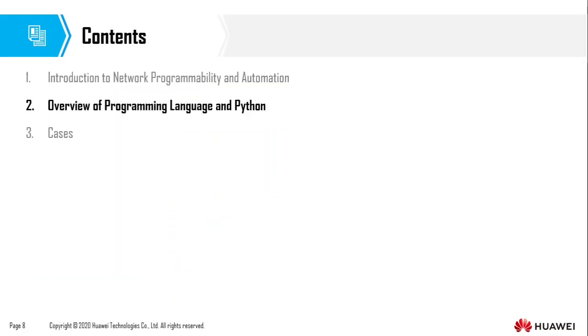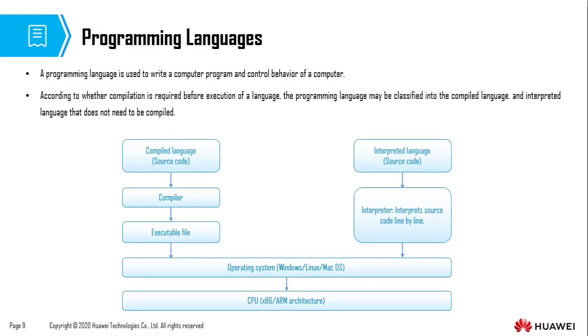Okay, so now let's have an overview of programming languages, and Python in particular. A programming language is used to write a computer program. The computer program will control the behavior of the computer. That is what a computer program is used to do. Now, according to whether compilation is required before execution of a language, programming languages may be classified into number one, compiled languages, and number two, interpreted languages.